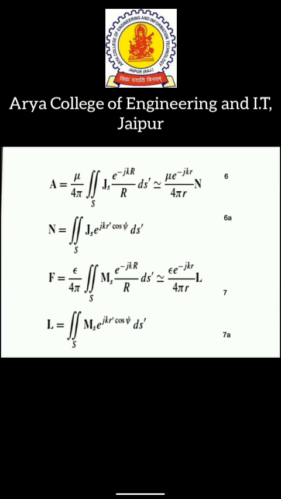A and F are the two auxiliary potential functions, and based on A and F we have derived N and L. If you pay attention, you will see clearly where N and L have come from: N has come from A and L has come from F. Now for the far field approximation, only the theta and phi components are going to be dominant for the E and H fields.